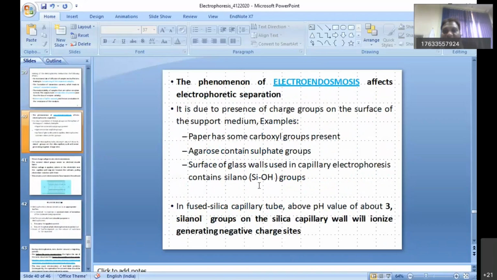Another important phenomenon is electroendosmosis, which affects electrophoretic separations. It is due to the presence of charged groups on the surface of the supporting media. For supporting media, like paper which we were using, there are some carboxyl groups present. Agarose gel contains sulfate groups. So it also interferes with the separation. You have to take care of that when choosing your supporting media.